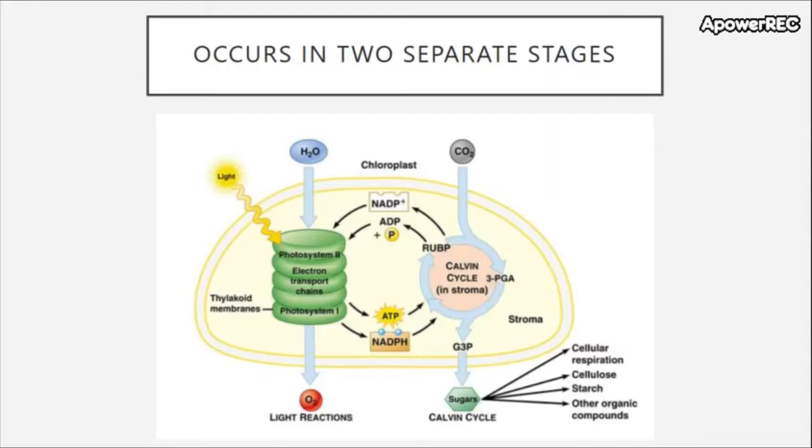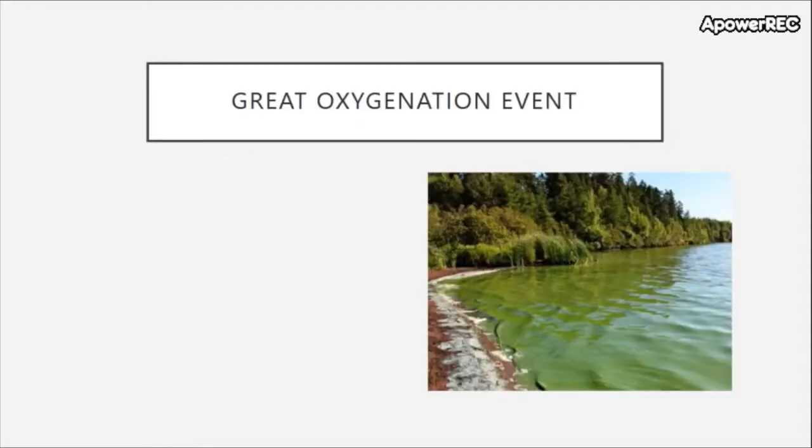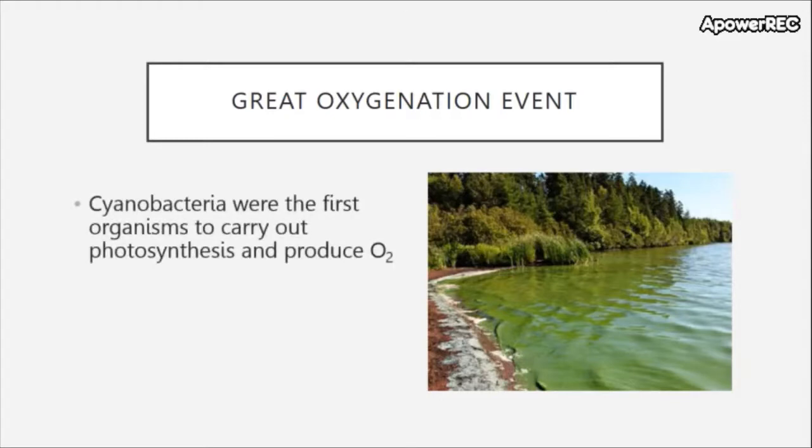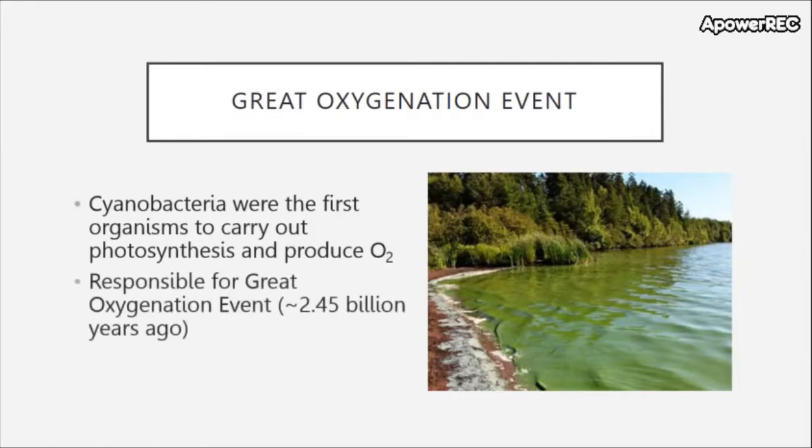All right, so this led to what we call the great oxygenation event. So when aerobic oxygenic photosynthesis evolved, that is photosynthesis that produced oxygen, it was first thought to be carried out by what we call cyanobacteria. This created a huge change in the chemical makeup of our atmosphere. And it happened about 2.5 billion years ago.